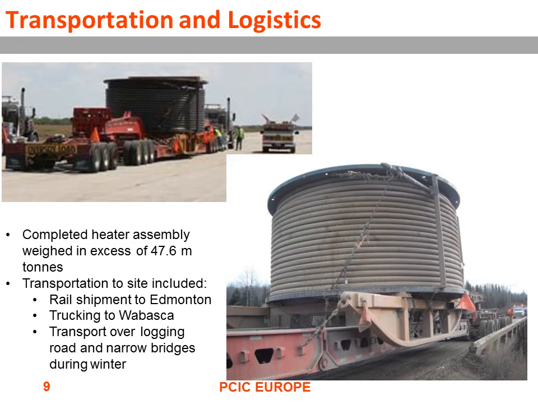And here we see the reel. It's laid on its side so that it can be transported under bridges and such things on the transporting up to Alberta. It was first shipped by rail to Edmonton, Canada, and then was shipped by truck to Whitecourt, and then transported over a logging road and narrow bridges during winter when everything was frozen.